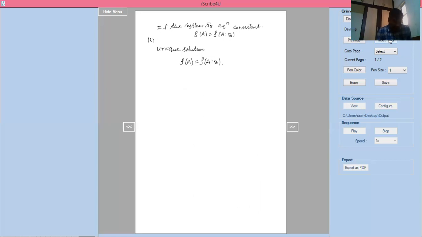Rank of A equals rank of A is to B equals R. What is R? R is the rank of the matrix. What is N? N is the number of variables. If rank of A equals rank of A is to B equals R, and that equals N, then we can say that the given system of equations contains a unique solution.